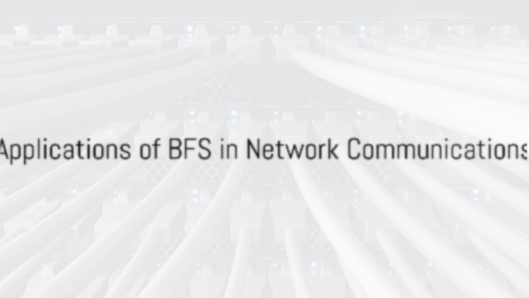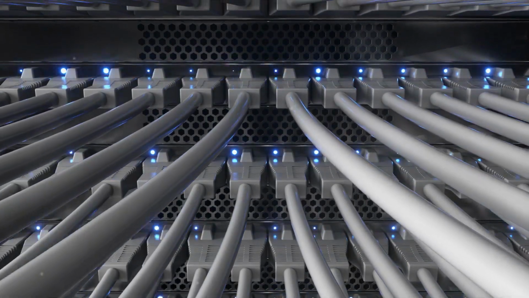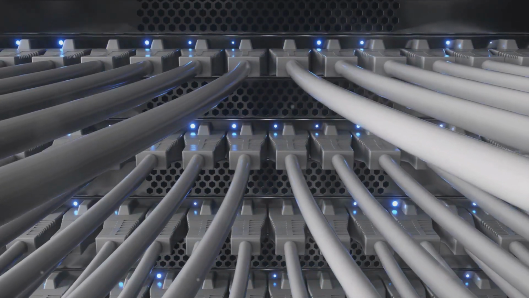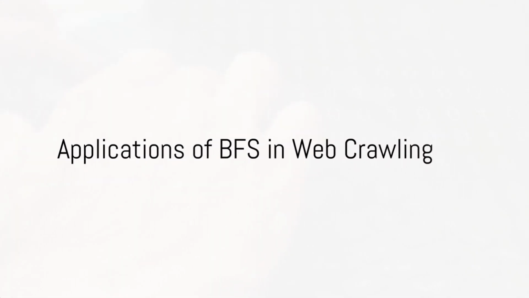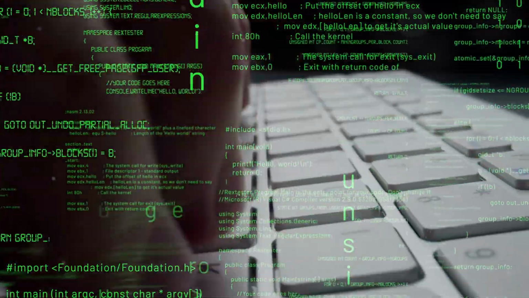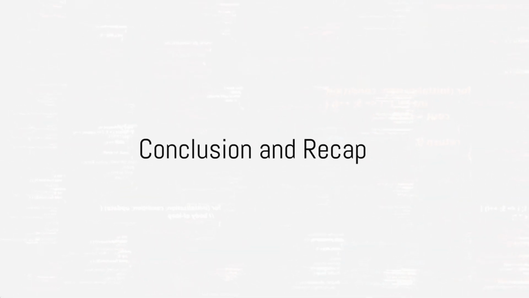In the field of network communications, BFS can be used to broadcast or traverse through nodes. It can map the entire network, including routers, switches, gateways, and so on. In web crawling, search engines use BFS to index pages. The algorithm starts from a source page and follows all links from that page, repeating the process for each linked page.